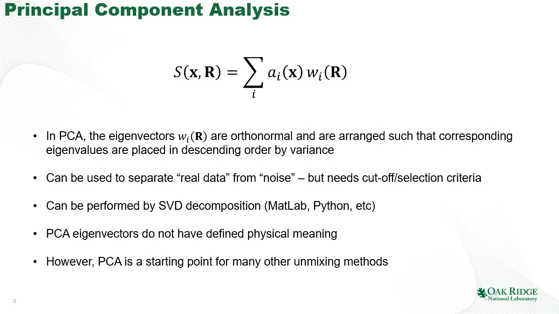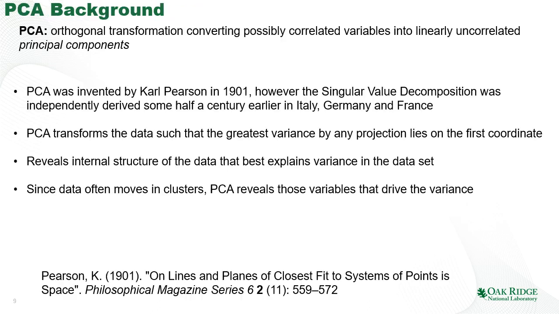One very important thing is that PCA eigenvectors are not expected to have a defined physical meaning. In fact, one of the early arguments against using PCA in, for example, electron microscopy was that the PCA components are not physical. And that's absolutely true. They are not, and I will show you examples of this behavior. However, PCA is generally a starting point for many other unmixing methods, which actually do have physical meaning. So PCA is where we start.